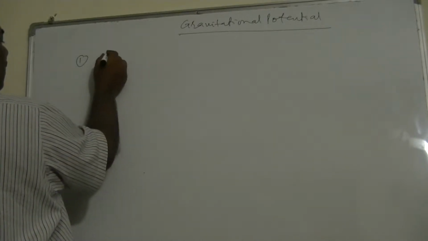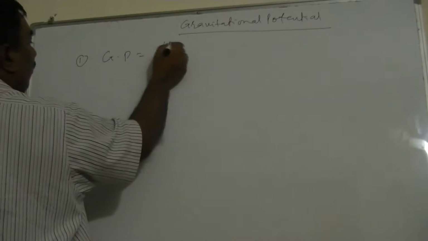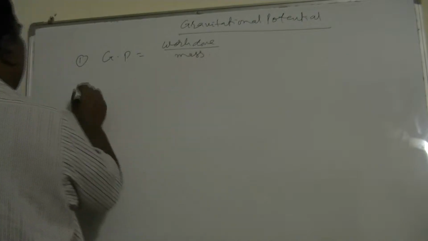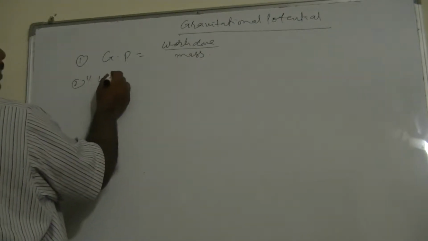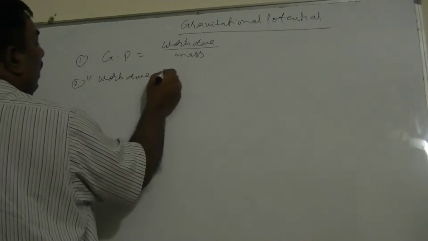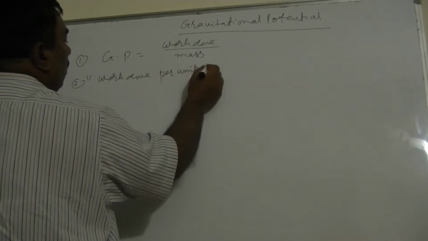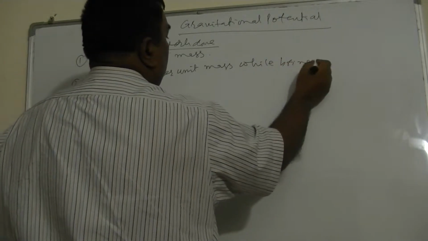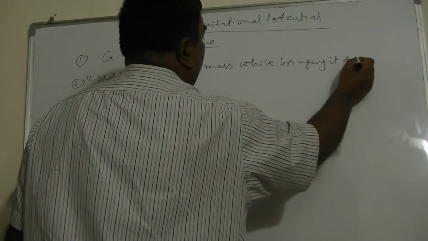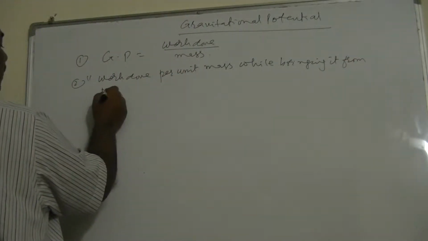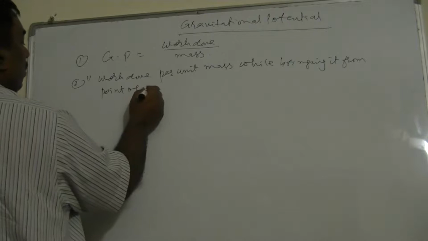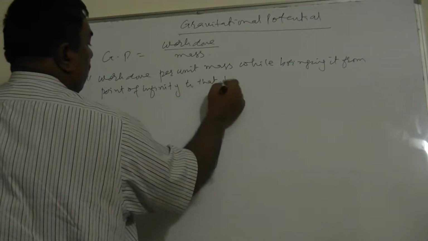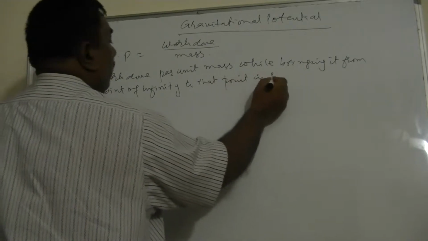So I will say gravitational potential, or Gp, is equal to work done upon mass. I will define it in another way also. I will say it's the work done per unit mass while bringing it from the point of infinity to that point in the gravitational field.